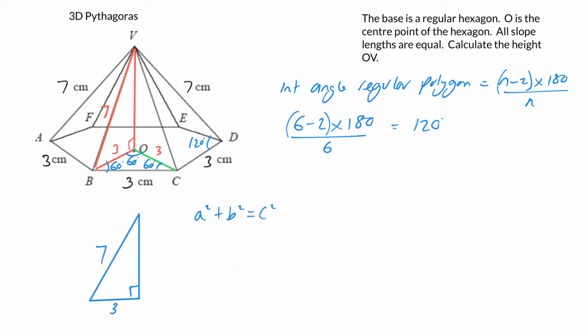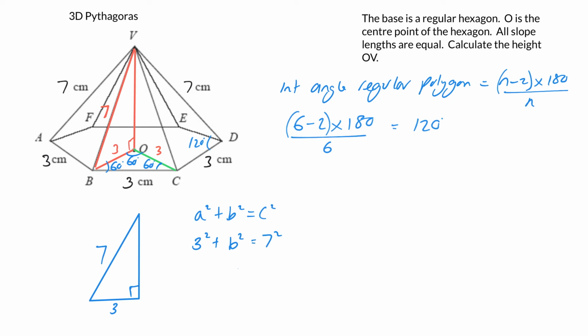So I've redrawn the triangle over here. So you can see actually we're finding one of the short sides. So we've got Pythagoras' theorem here. We've got A, we haven't got B, but we have got C. So we'll substitute the values into that. So we've got A squared, let's call that 3 squared. B squared we haven't got, equals C squared, well that is 7 squared.